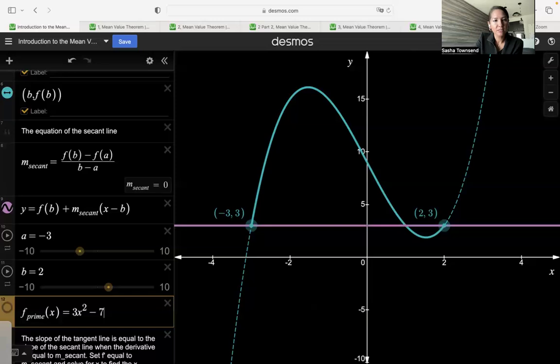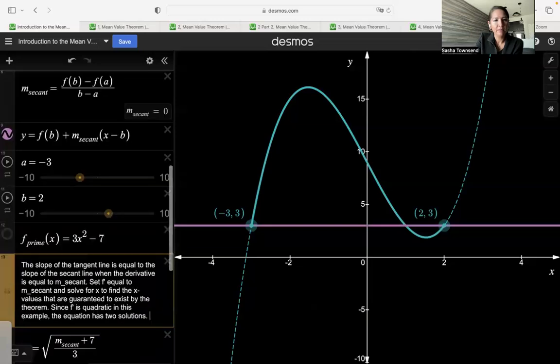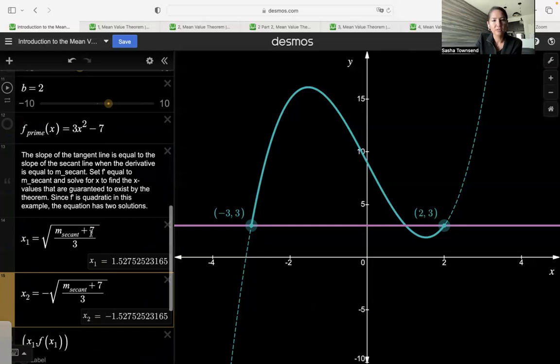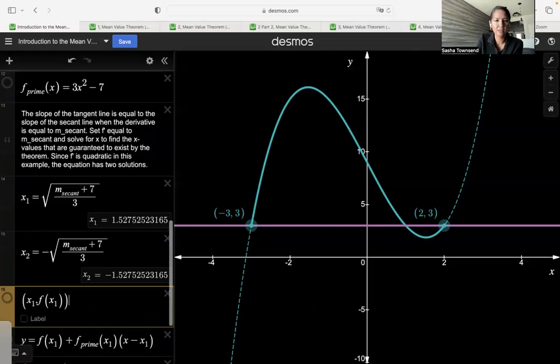The way we find those is we compute f prime. We've already done that. It was 3x squared minus 7. Then you solve for x. Now that equation is going to have two solutions. x equals the positive square root of the slope of the secant plus 7 divided by 3, and then x equals the negative square root of the same thing. And so we get those two x values.